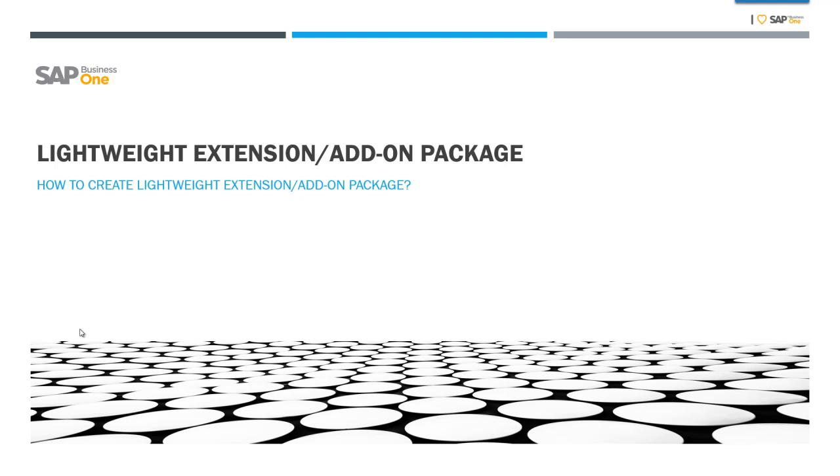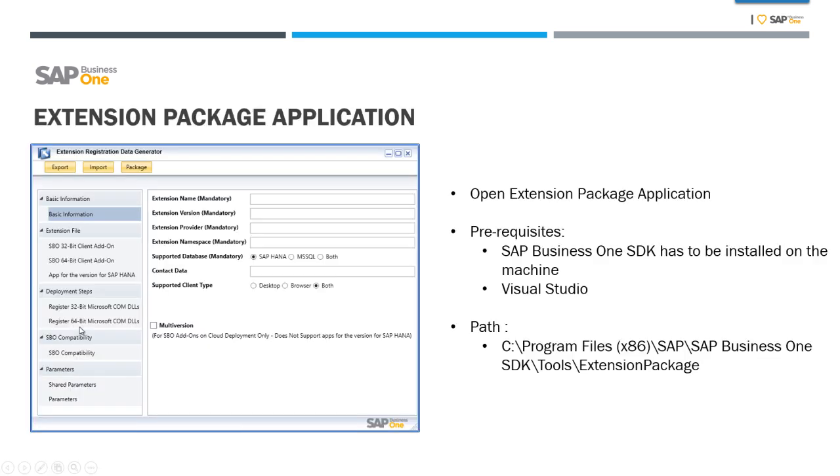Hello everyone. In today's session we are going to see how to create the lightweight extension add-on package. The Extension Package application is available inside C:\Program Files, SAP Business One SDK, Tools, Extension Package.